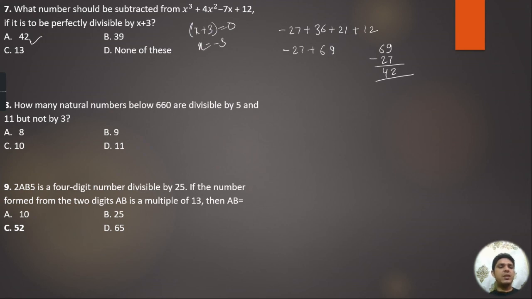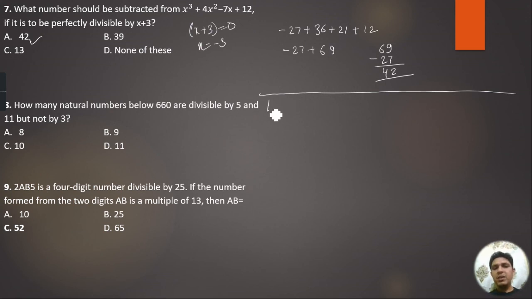Okay. Let us discuss one more question based on the divisibility. The question is question number 8. And the question is, how many natural numbers below 660 are divisible by 5 and 11 but not 3? Right? So students, let us go through the approach. How many natural numbers below 660 are divisible by 5 and 11?